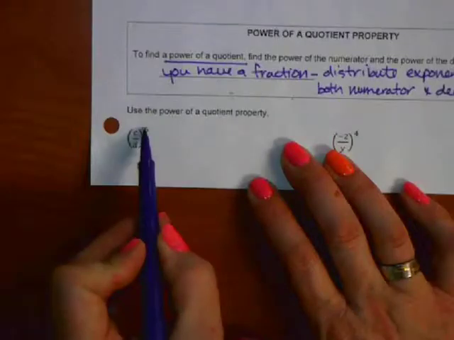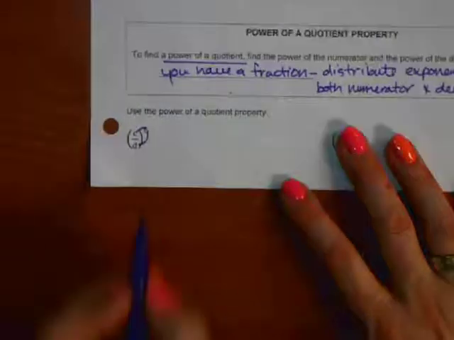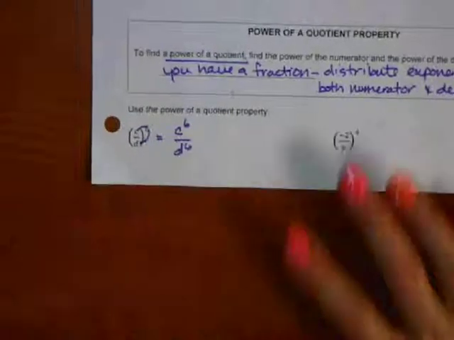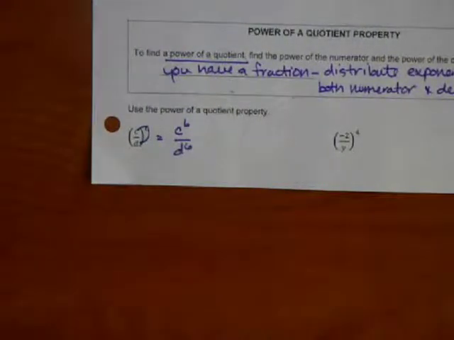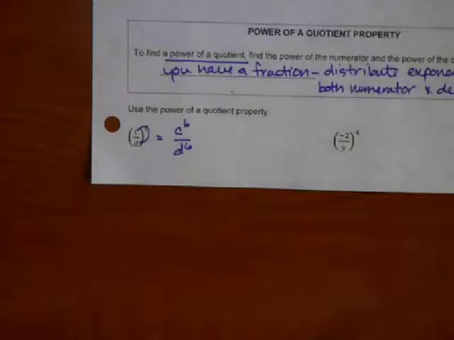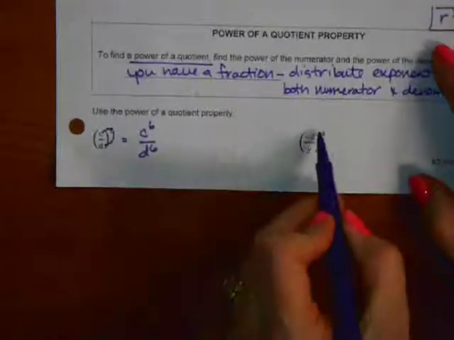So you use the power of the quotient property. This says you distribute. So you're going to put 6 on both the numerator and the denominator, and it's going to look like this: c to the 6 over d to the 6. Because it's like saying I have c over d times itself 6 times, so I'd have 6 c's on top and 6 d's on bottom. Right? Okay.